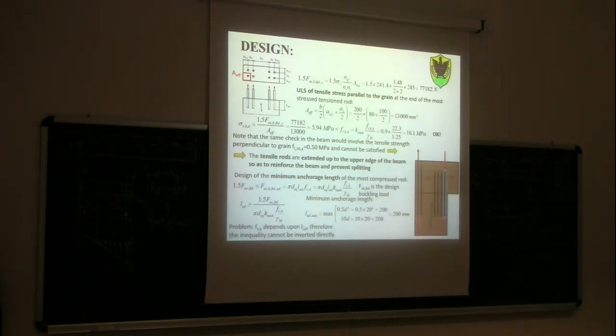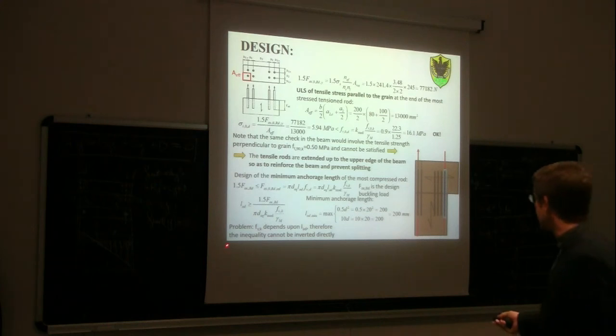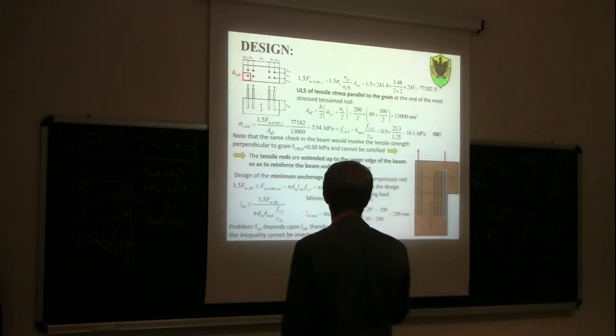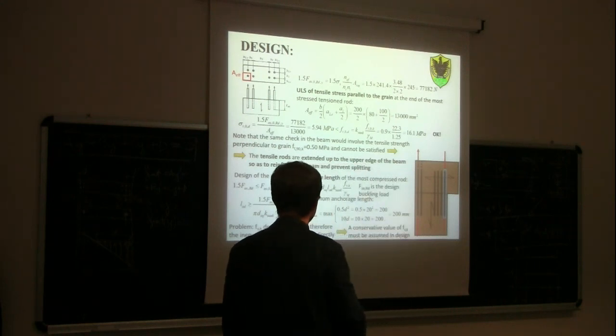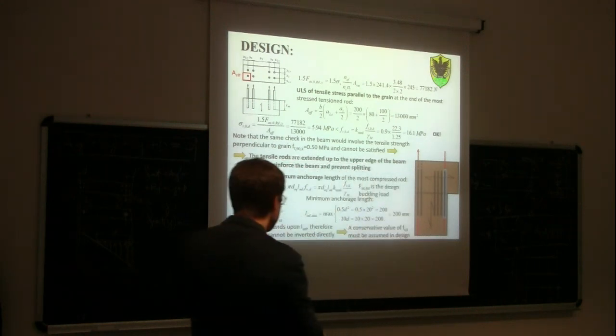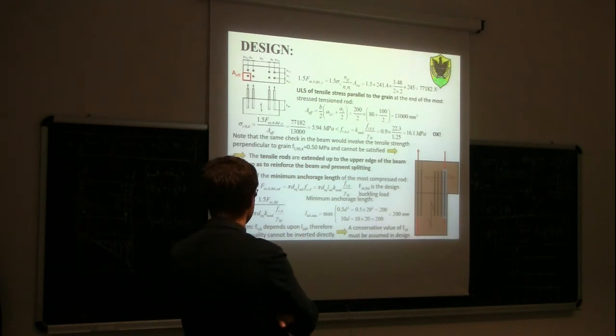Another problem is that in this equation we have FVK. FVK is the characteristic bond resistance of the glue. But the characteristic bond resistance of the glue depends on the LAD, which is unknown. So we cannot invert directly this design inequality. So we need to start by making a conservative value of FVK.